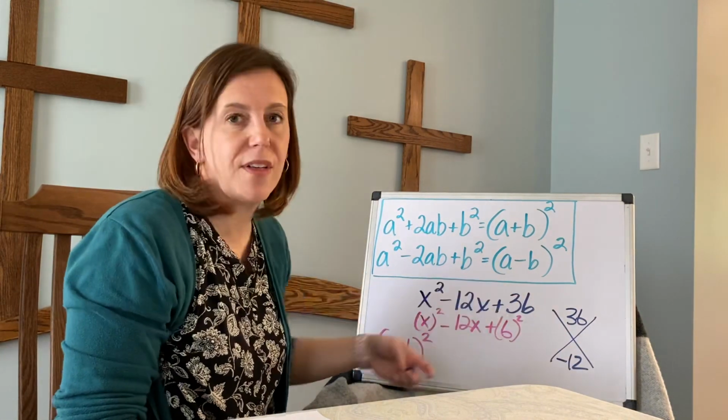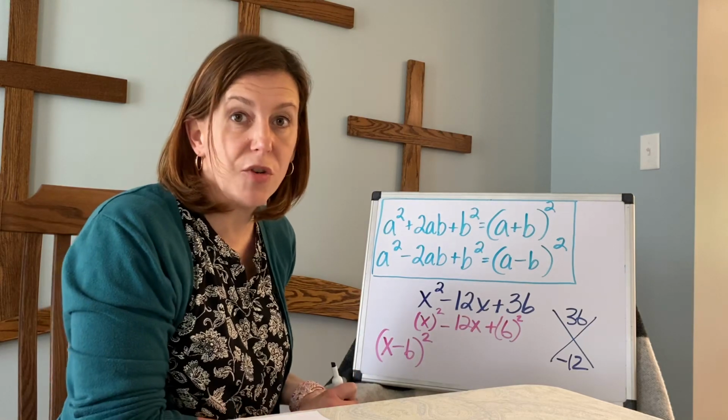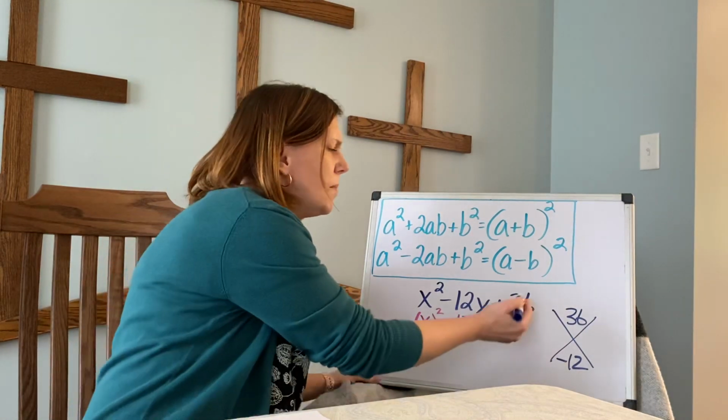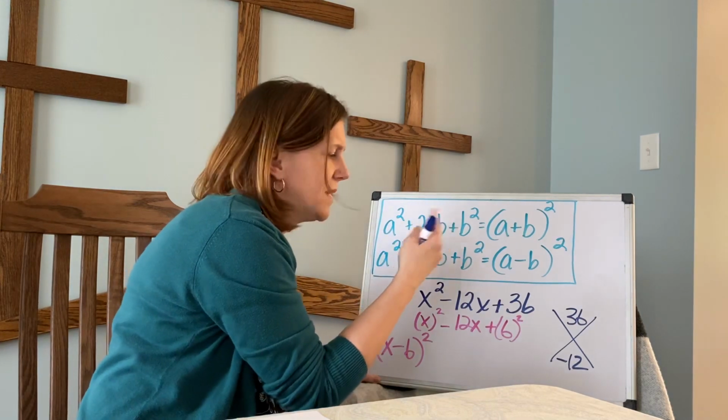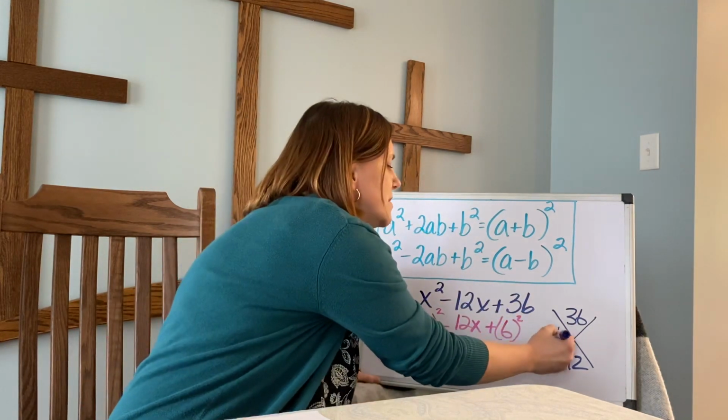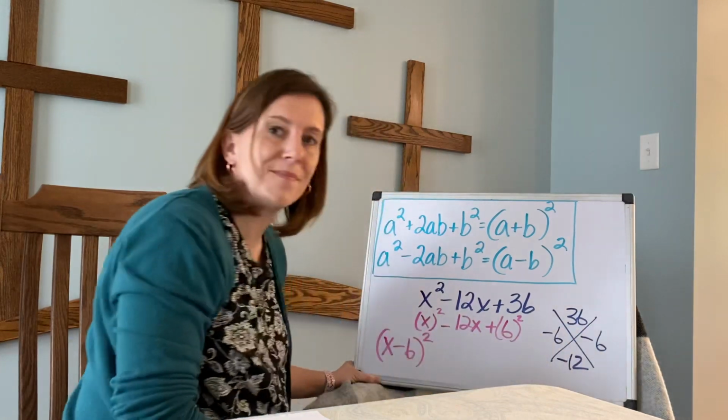I'd also figure that out working through the pattern that I know to be true about my X form. What multiplies together to get me 36, but adds together to get me negative 12? Well, that's negative 6 and negative 6.